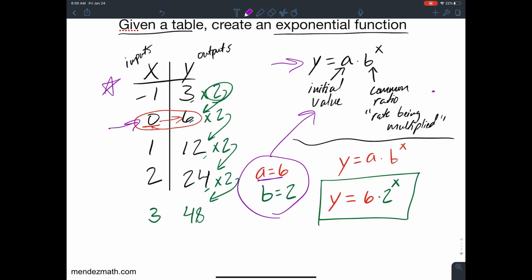I checked this number times what will give us the bottom number. This number times what will give us this number. And in this case, it was times 2, over and over. So that's our common ratio. B equals 2. And I wrote the standard form again, just to be repetitive. And I plugged in our values. A was 6, B was 2, and I boxed my answer. I created an exponential function given the table.